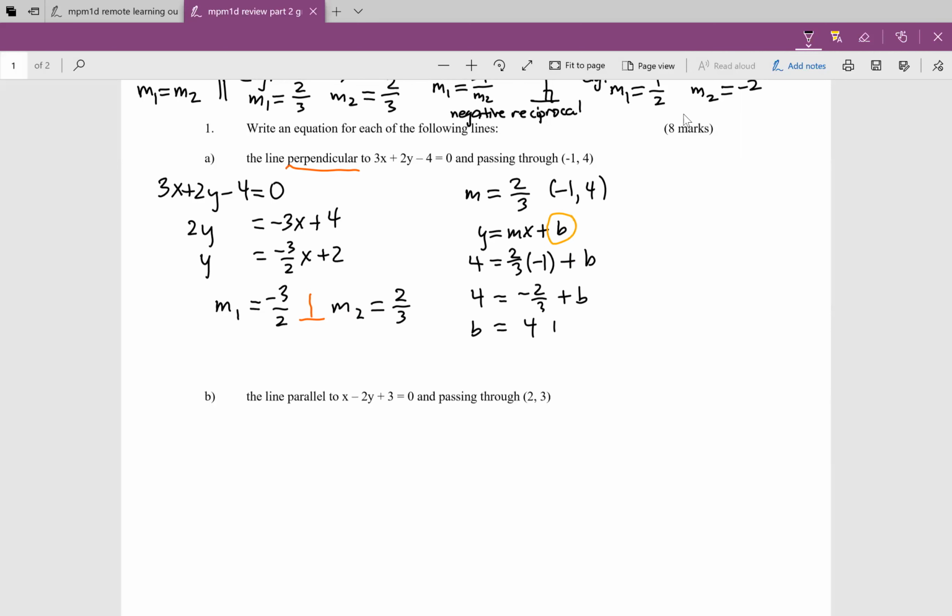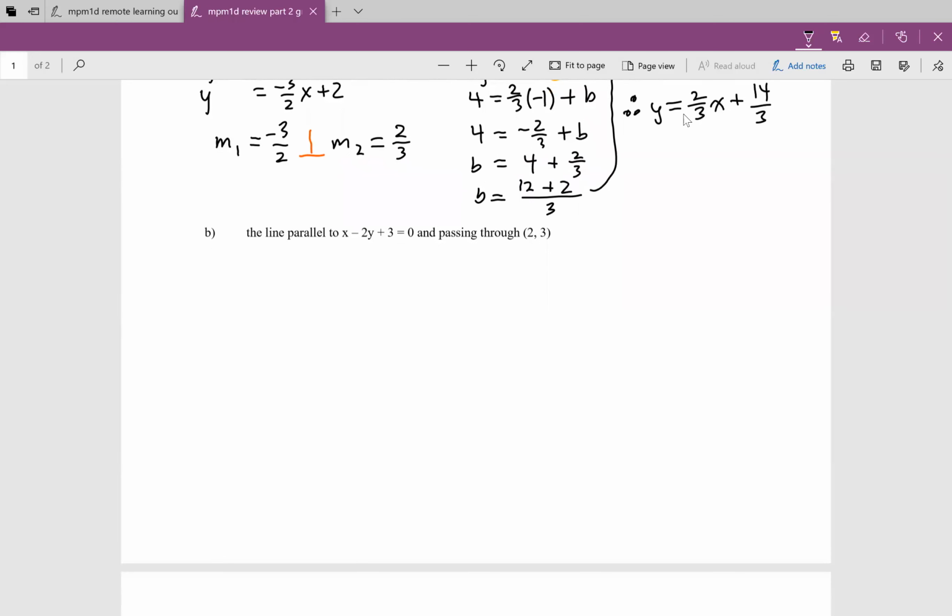And so we're going to add 2/3 to both sides to get b. Unfortunately, we can't just add those two together. You have to get a common denominator. What's the common denominator? Well, it has to be 3. And that numerator, that 4, is going to change to 12. So the y-intercept is 14 over 3. Therefore, the equation in terms of y equals mx plus b is y equals 2/3 x plus 14 over 3. That is the equation of the new line.